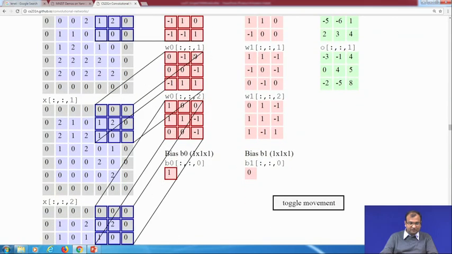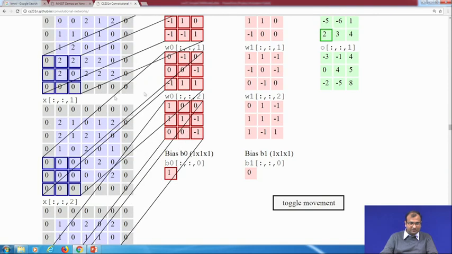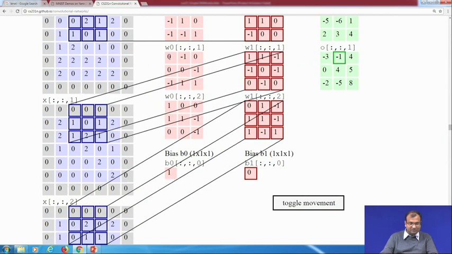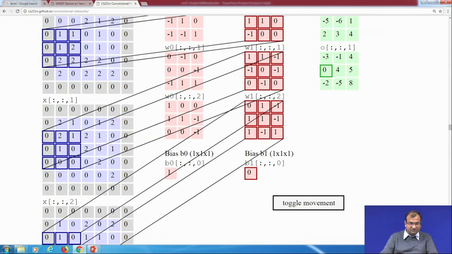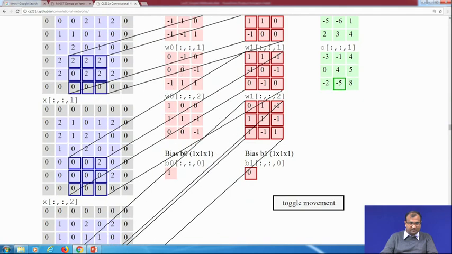I do the same thing over here. When I am doing the same thing, these 4 elements over here are all multiplied by 0, and these 5 elements are multiplied by 0, so you don't have a resultant contribution. This 0 and this 2 will correspond, so this 0 into this 2 makes it a 0.